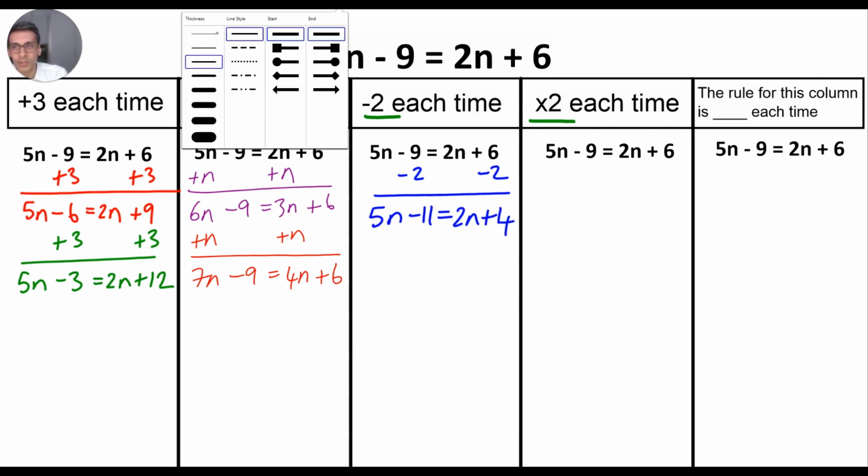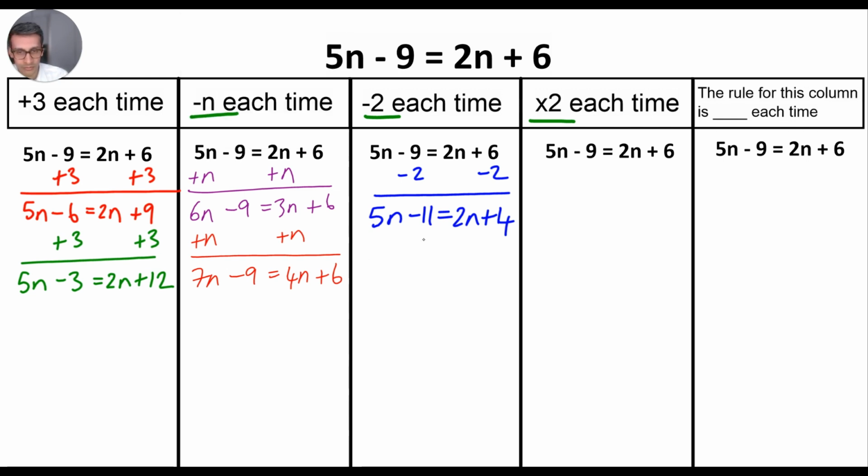Let's try the next one. We're going to still take away 2 again. So I'm going to take away 2, take away 2. So 5n, negative 11 minus 2 is negative 13, is equal to 2n, and then 4 take away 2 is 2. And we can keep going, but I've just needed to do it twice. We can actually keep going for all of these.